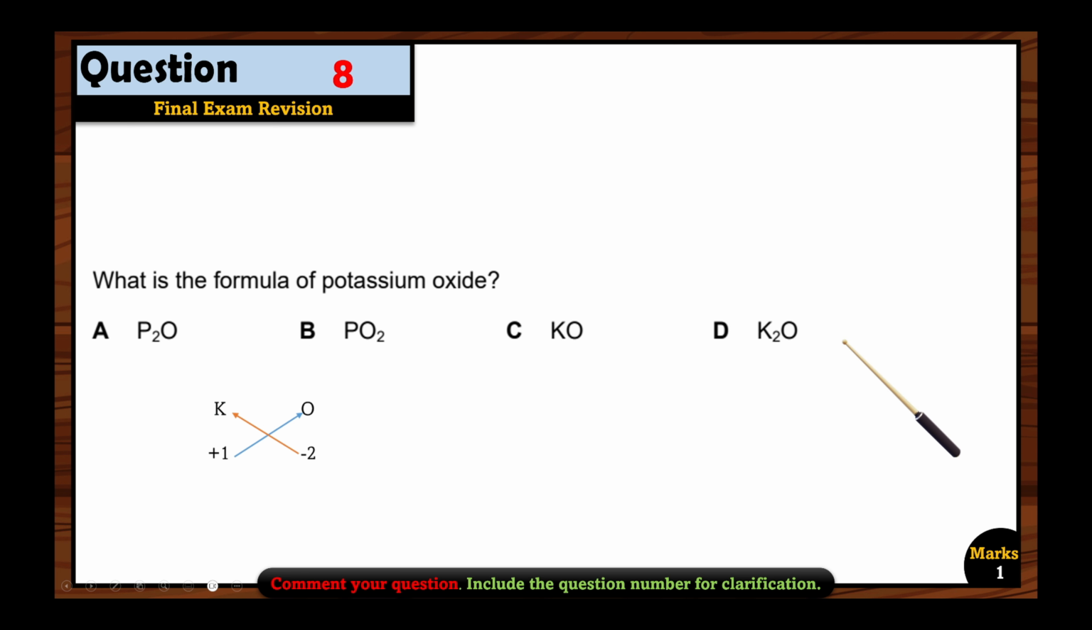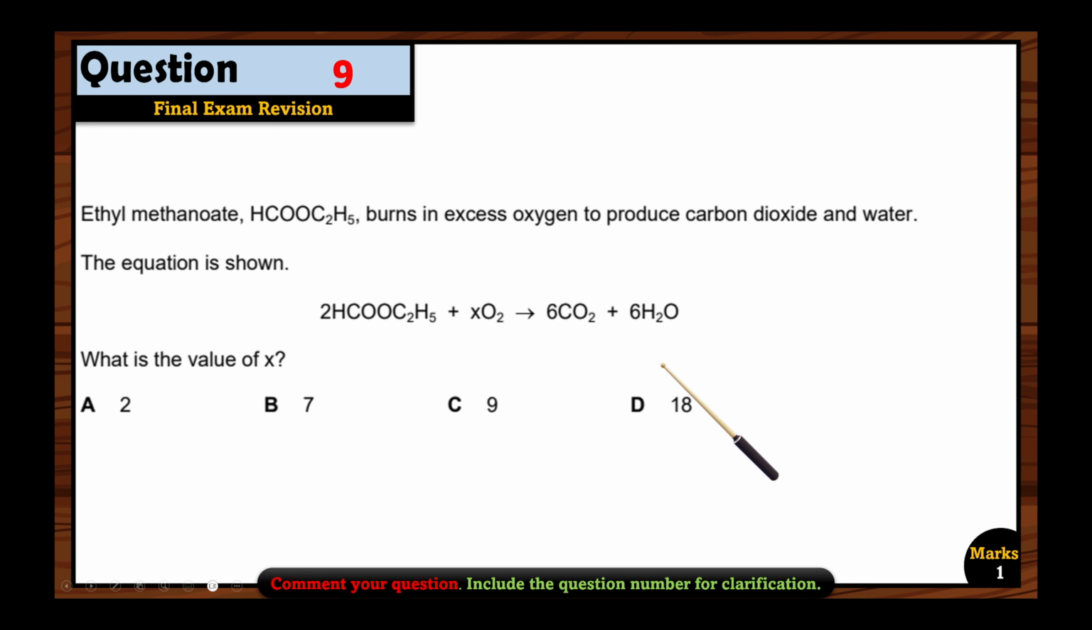Question 9. Ethyl methanoate, this is the formula, burns in excess oxygen to produce carbon dioxide and water. The equation is shown here. So what is the value of X? So you just have to balance this equation. If you see here in the product, we can just calculate the number of oxygen in the product. How many oxygens we have in the product? 6. 2 sixes are 12, right? And then we have 6 again. So 18. Total 18 oxygen we have here, right?